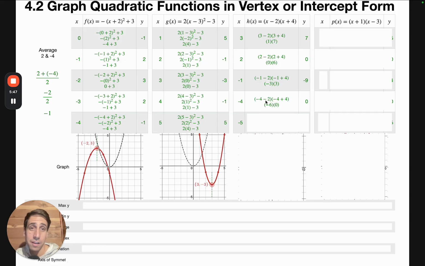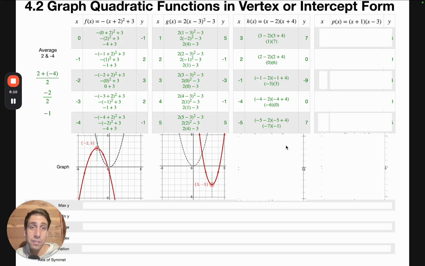Here, subtract to get -6. Add to get 0. Multiply to get 0. -5 minus 2 is -7. When you add, you get -1, and when you multiply, you get +7. Notice if you do it right, you get that symmetry right there, which is a great confirmation.